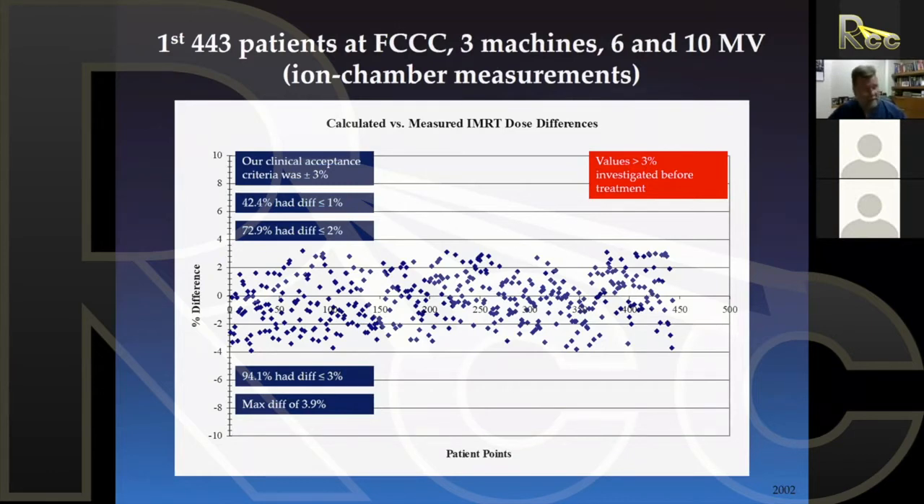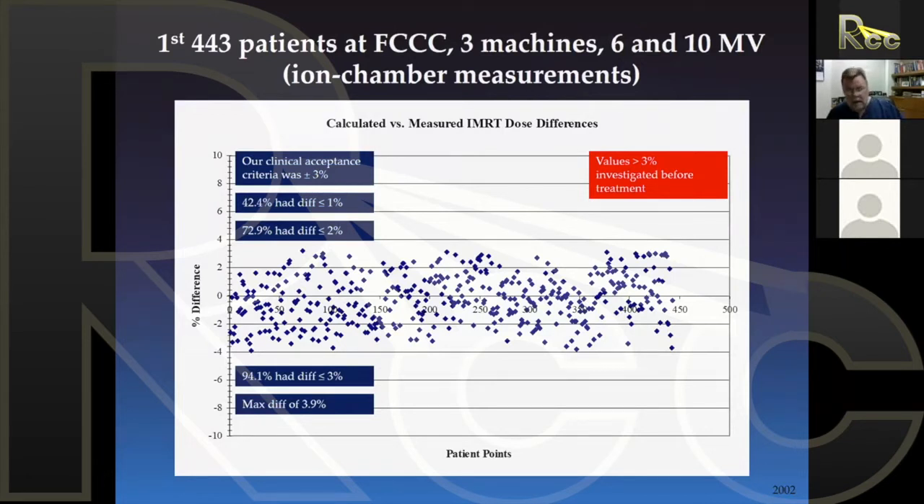Once again, there's no spatial information here, but it shows a nice pattern of what we were doing. This was over multiple body sites. Probably back at that time, this would have been GU or prostate. It would have had some head and neck cases in there, probably some abdominal cases as well. These were all fixed beam, no VMAT cases at that point.